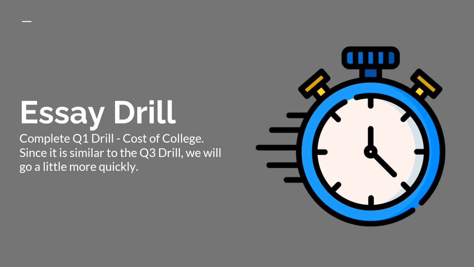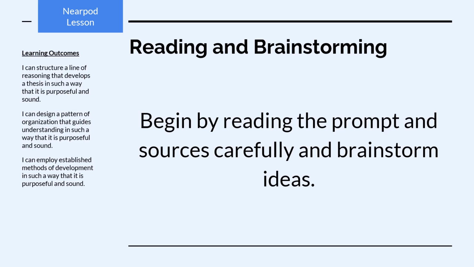This time we're completing a Q1 drill. And since it's similar to the Q3 drill, we'll go a little bit more quickly this time. We won't divide it up quite as much, but we'll still go slower than we will when we've done this a few times and get up to full speed. We're going to start once again by reading the prompt. This time we're also going to read the sources. Those go along with the prompt. And we're going to brainstorm ideas much like we did before.